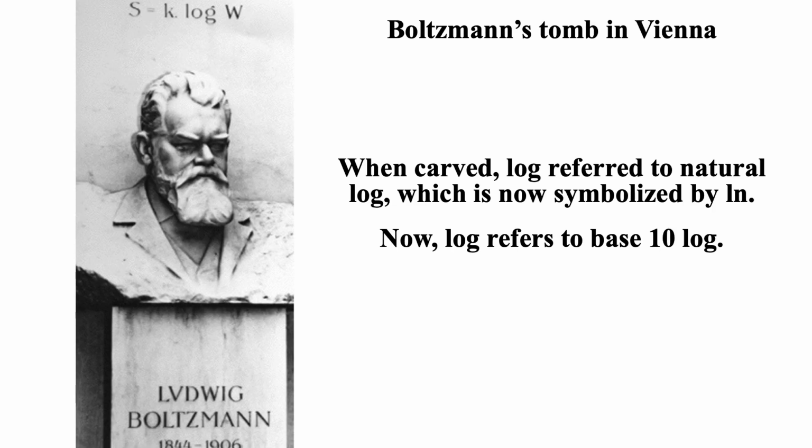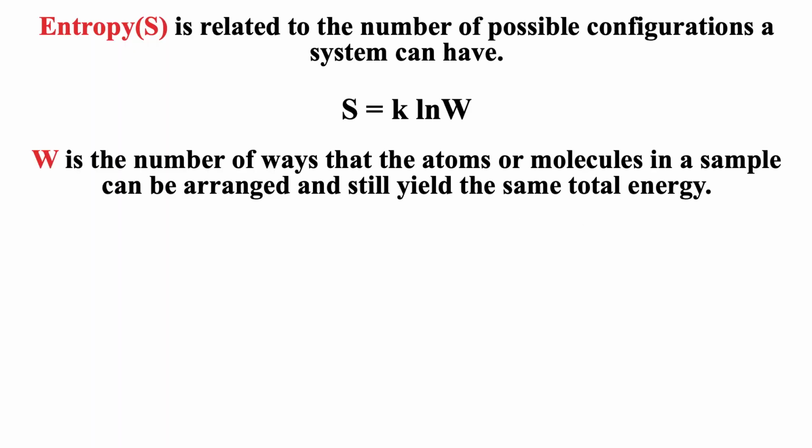And so Boltzmann's equation, S equals k ln W, is important enough that it's actually on his tomb in Vienna. Now it's kind of interesting, on his tomb it's written as log, and when it was carved, log actually referred to the natural log. Now natural log is represented by ln. So please make sure you understand the difference between base 10 log, log, and the natural log, ln.